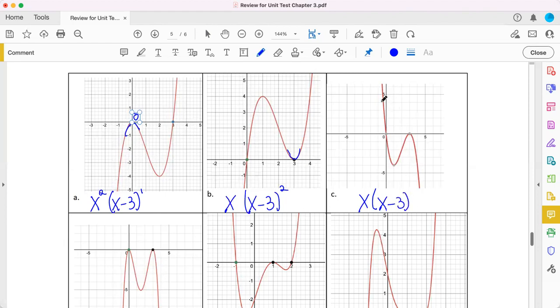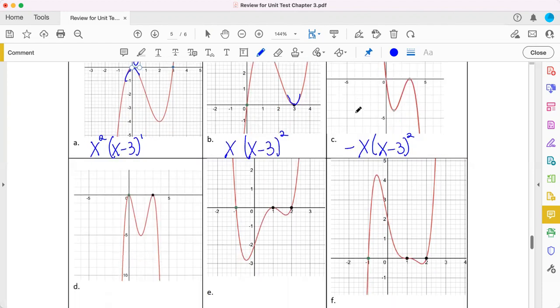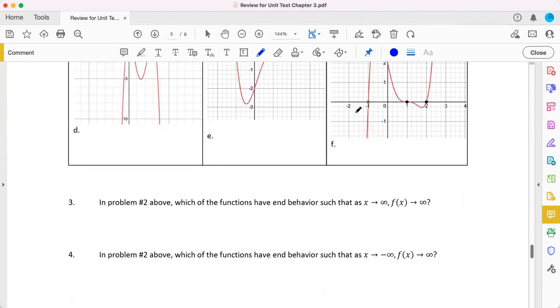However, think about this. It's starting up high and ends low. So that means it has to be negative for the whole thing. And that means that we still have multiplicity of 2 when x is 3. So we need to show that. So notice how this is negative. Kind of looks like all of these, but this one being negative is a huge deal because you have to respect that end behavior. You feel me? Yeah.